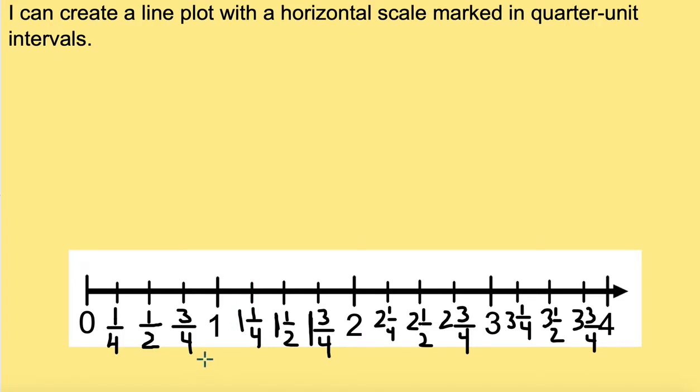Okay, so plot your number line and just practice with it so that you're comfortable, and this is really important for us to be able to do our line plots. If you have any questions, please ask your teacher or re-watch the video.